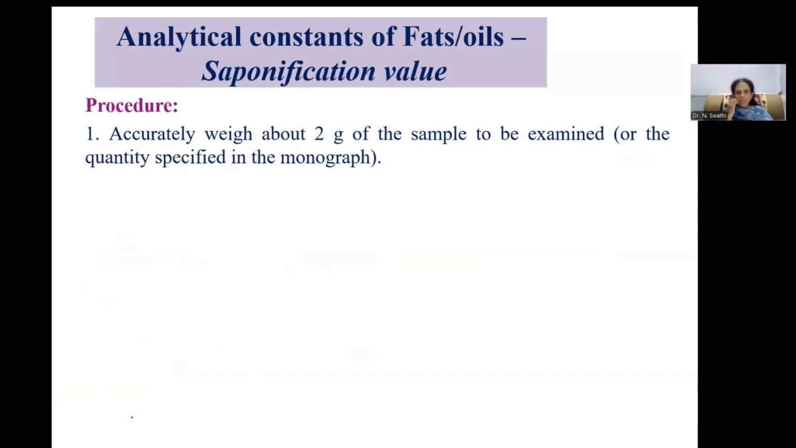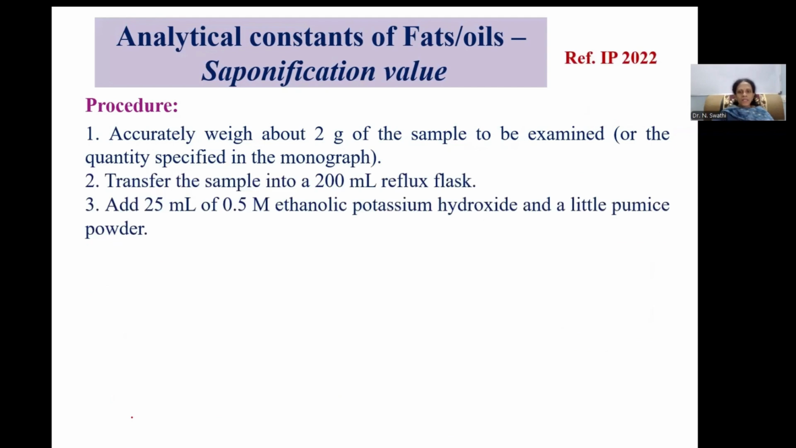Now let us try to understand the procedure involved in this saponification value determination. First step, as usual, we have to take the oil sample as per the monograph specifications. Weigh accurately about 2 grams of the sample to be examined and transfer into a reflux flask. It is not a conical flask here. Why? Because we are going to reflux or heat the oil sample along with potassium hydroxide in order to facilitate the saponification process. That's why as soon as the sample is weighed, transfer the sample into a reflux flask.